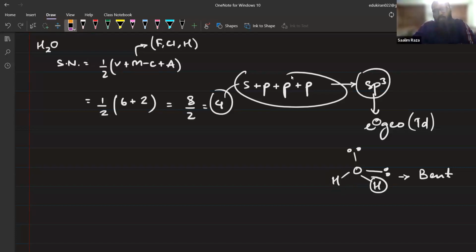This is how you have to do the problems. If you are going to memorize, how much will you memorize? If I give you SO3, how will you memorize this one? You cannot memorize for each and every atom. You will calculate the steric number. From the steric number, you will get the hybridization. From the hybridization, you will get the electronic geometry, and then you are going to get the molecular shape. All of you understood how to do this? Yes or no? Please tell me, guys.